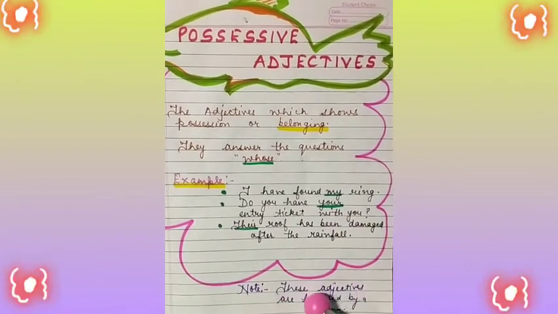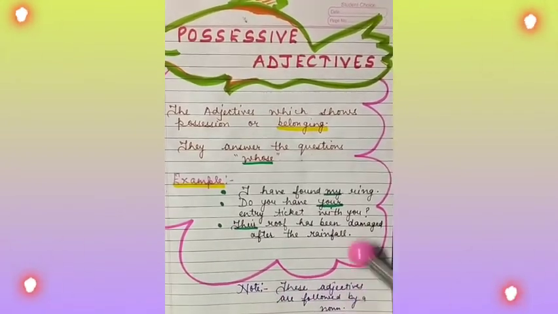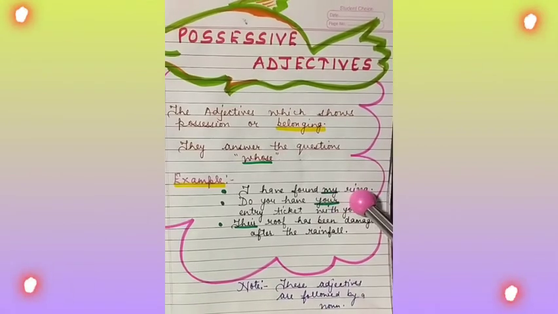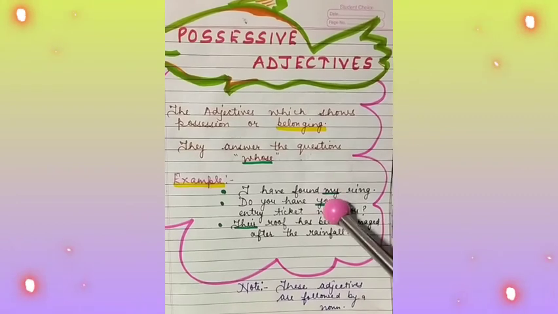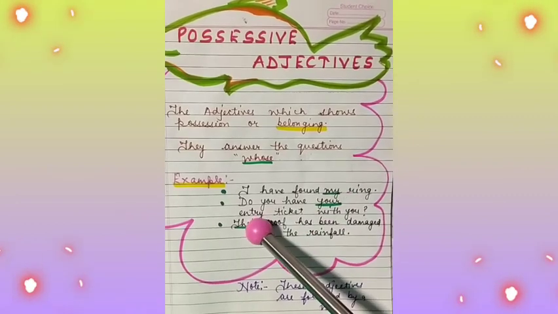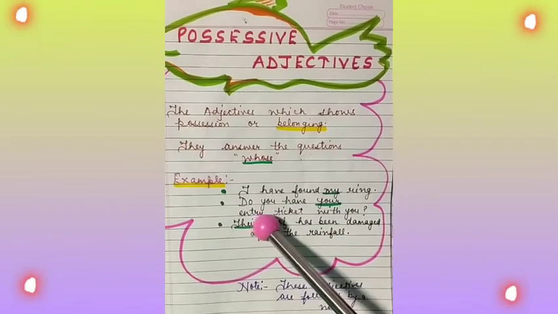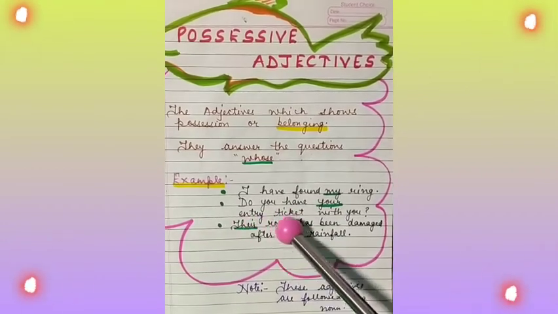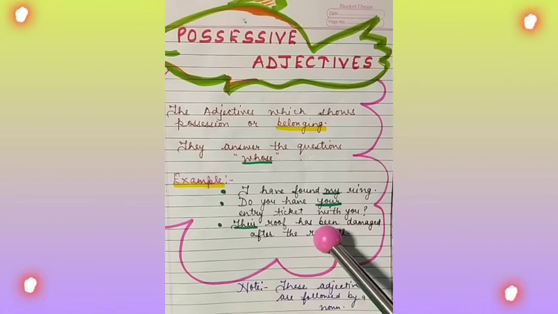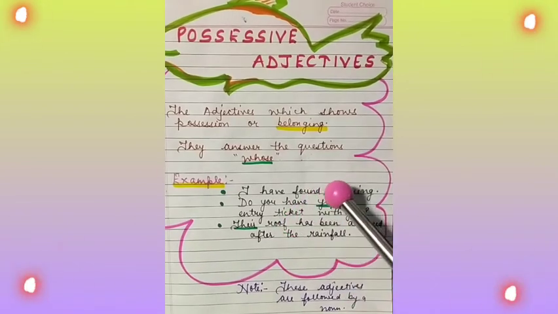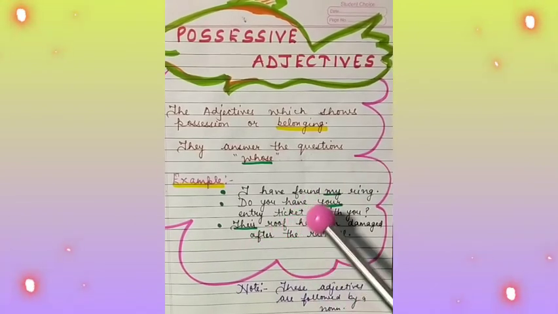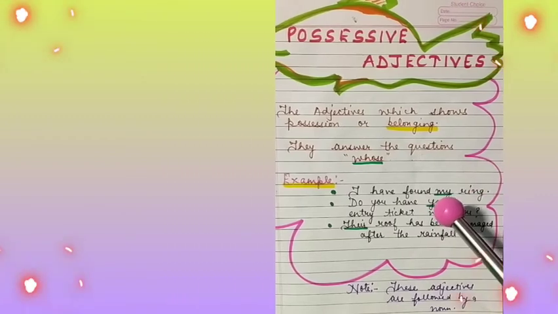These adjectives are followed by a noun. You can see here, ring is a noun and my is a possessive adjective. Here also it is followed by a noun, your, then entry ticket is a noun. Here also roof is a noun. So my, your, their, it comes under possessive adjective.